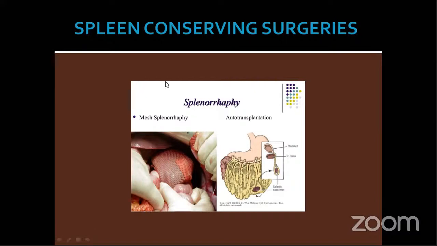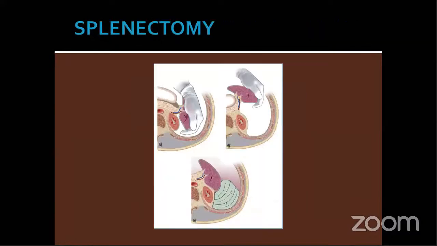So these are a few spleen conserving surgeries. One is splenorrhaphy, that is mesh splenorrhaphy, or auto transplantation of the viable spleen into the greater omentum. Okay. So this is splenectomy. You have to insinuate your hand. You have to deliver out the spleen as shown in the second picture. You have to deliver it out and put your clamps immediately.